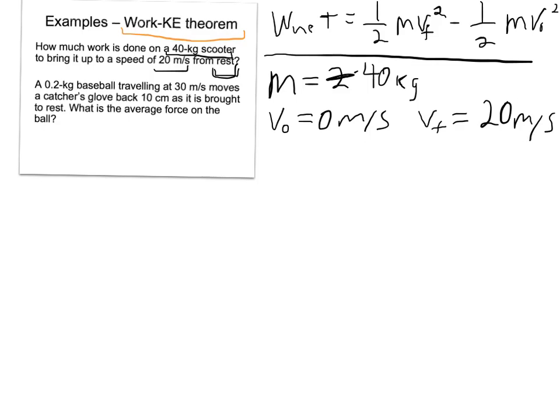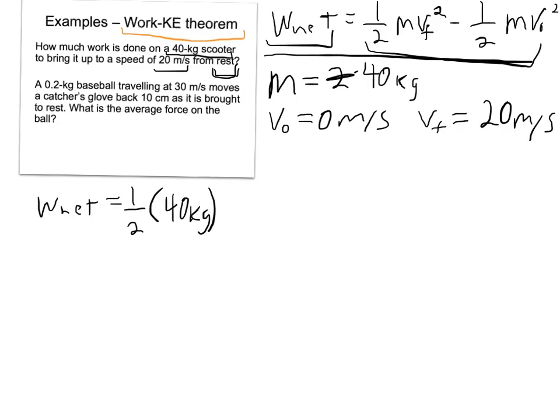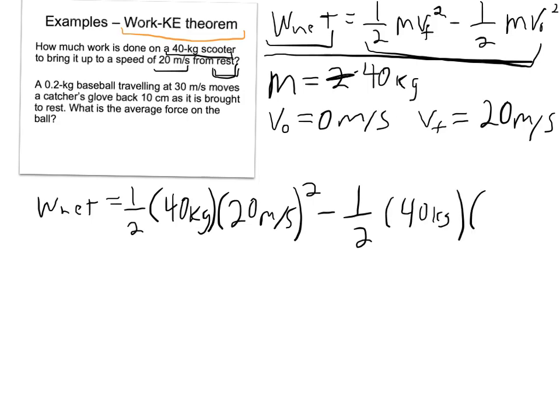I now have all the information I need to find how much work was done to change its velocity and therefore change its kinetic energy. I can use this equation, the work-kinetic energy theorem, to find out how much work was done by just plugging in the numbers. So the net work equals 1/2 times the mass, 40 kilograms, times the final velocity squared, 20 meters per second squared, minus 1/2 times the mass, 40 kilograms, times the initial velocity, 0 squared.